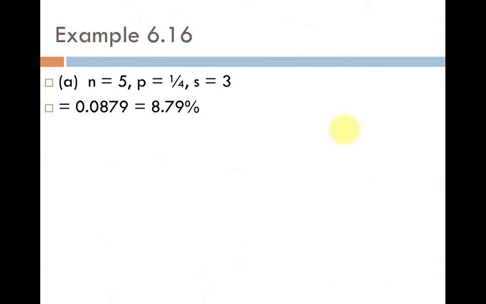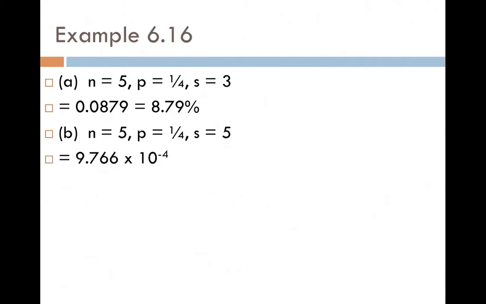Okay, the next part, all we're doing is changing the value for the number of successes from 3 to 5. So S changes from 3 to 5, so on your calculator when you enter N, P, and S, just change the S to a 5, and you get scientific notation again. 9.766 times 10 to the negative 4, which means we're going to move that decimal place 4 places to the left and pad the places with zeros, which gives us 0.0009766.